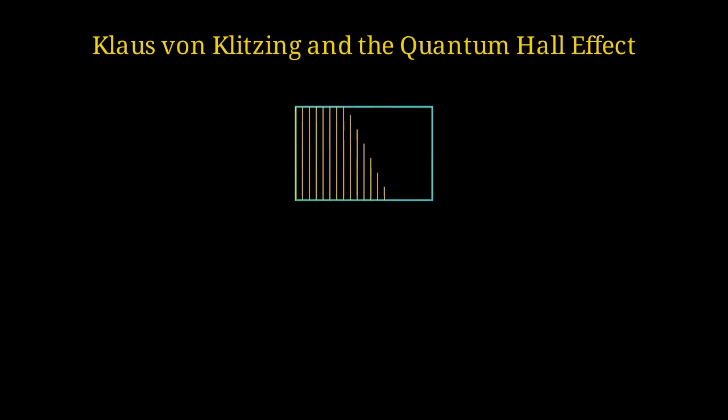Today we explore one of the most remarkable discoveries in condensed matter physics, the quantum Hall effect, discovered by Klaus von Klitzing. At the heart of this discovery lies a two-dimensional electron system, subjected to extremely strong magnetic fields at very low temperatures.